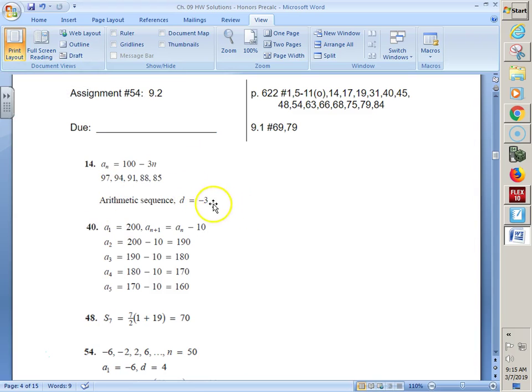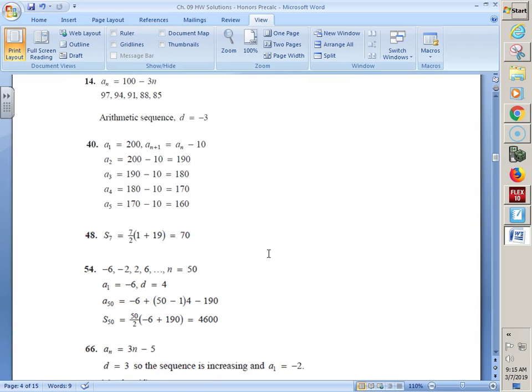Yes, it was arithmetic. D was equal to -3. Don't say subtract 3, say -3. So you're adding a -3 every time. But yeah, arithmetic sequences can go down or go up. They can add positives or add negatives. Number 40, the first 5 terms: 200, 190, 180, 170, 160.